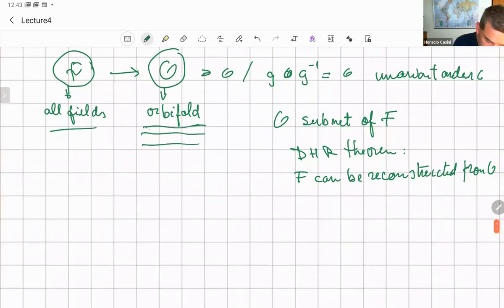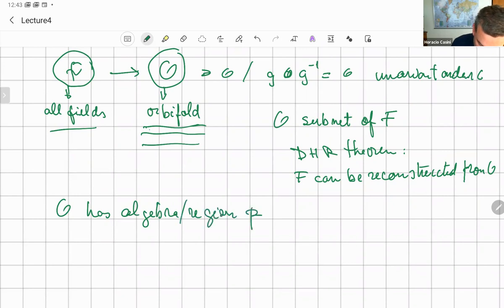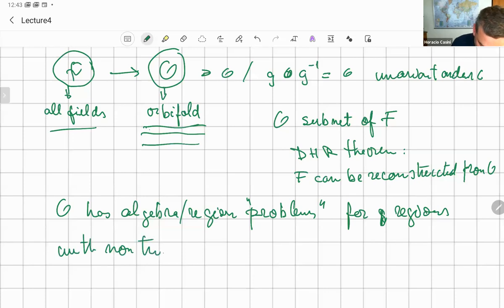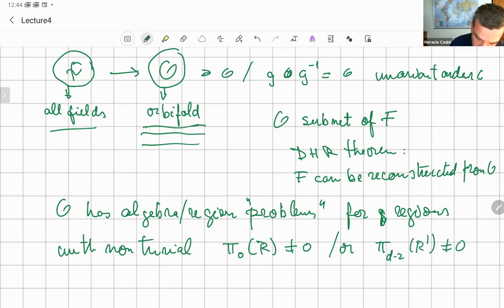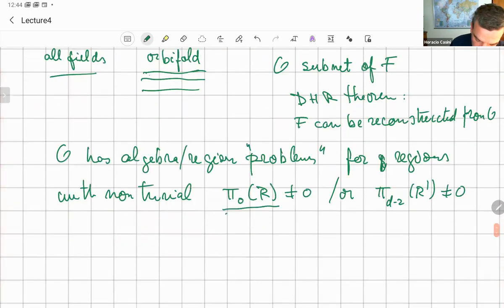And we will see that O has algebra-region problems for regions with non-trivial pi zero homotopy group, or for complementary regions that have non-trivial pi d minus two. Pi zero is a homotopy group. Pi zero non-trivial means that the region R has more than one connected component.